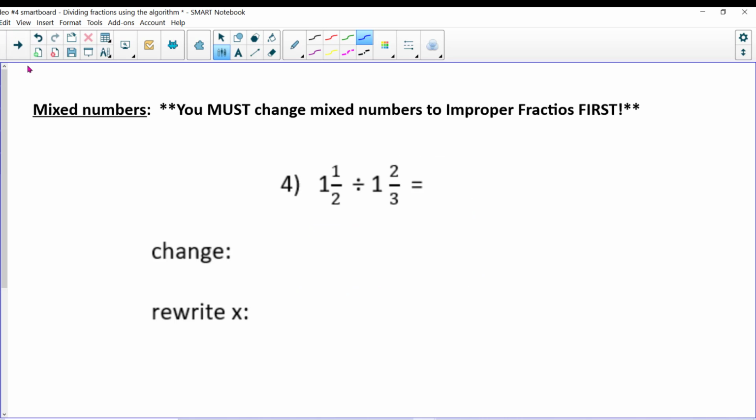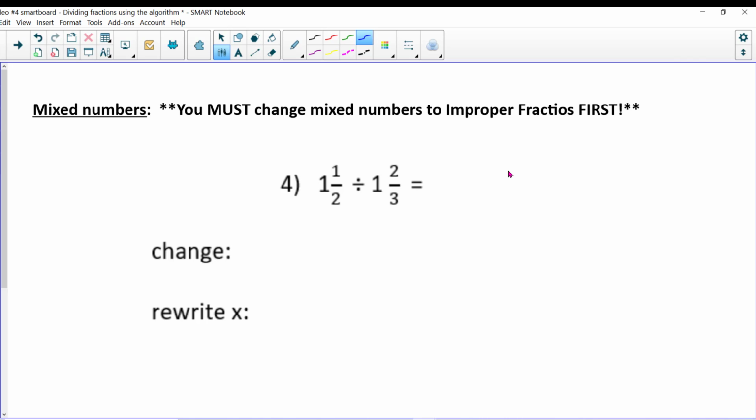Now, mixed numbers. Just like when we were multiplying mixed numbers, do you remember the first thing you had to do? Hopefully you're saying you had to change the mixed number into an improper fraction. You had to do that first. So whether you have 2 mixed numbers or you have 1 mixed number and then a proper fraction, you have an extra step when you have mixed numbers in your problem. You're going to have to change those first, then rewrite it as its multiplication problem. So let's change these first.